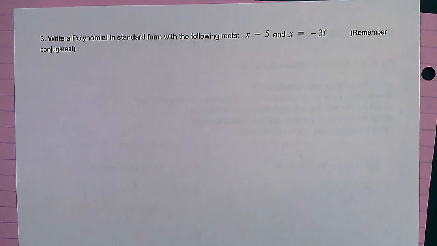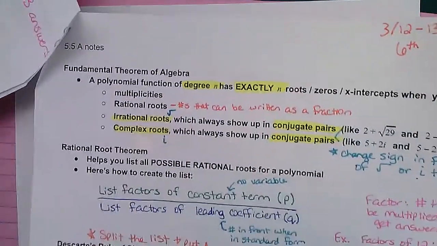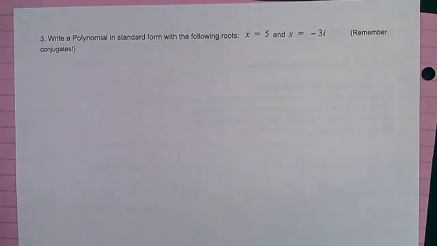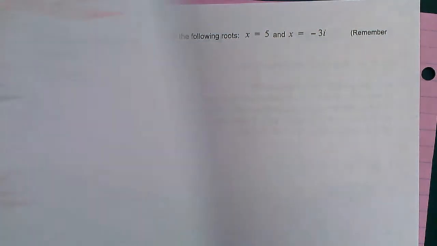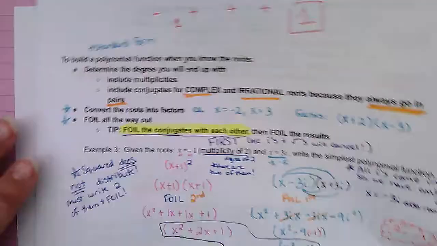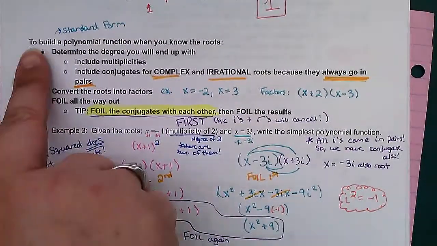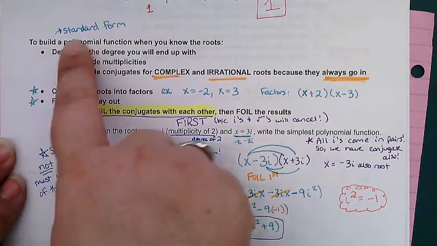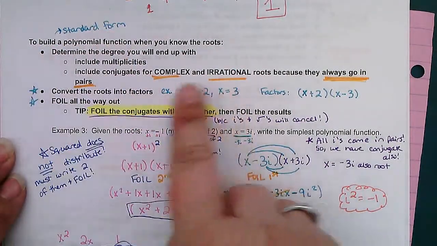Number 3 says, write a polynomial in standard form with the following roots. We do this one. In your 5.5a notes, flip to the back of the first page, and this is the directions right here. When it says build a polynomial, it means in standard form.